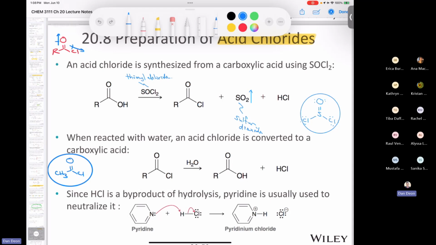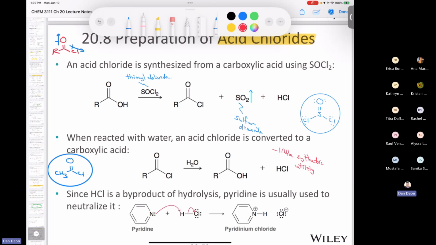Now there isn't a whole lot of synthetic utility to this reaction, because usually acid chlorides are made from a carboxylic acid. So why you would convert an acid chloride to a carboxylic acid is kind of beyond me. So in my notes, I wrote no synthetic utility, but we'll just write little synthetic utility for that.